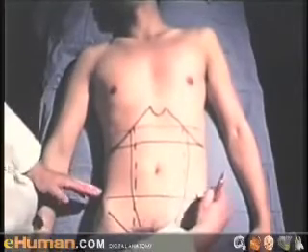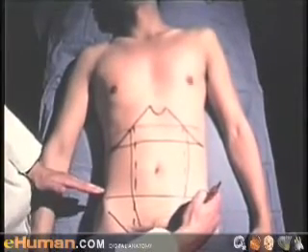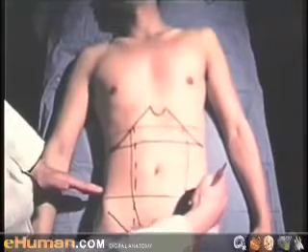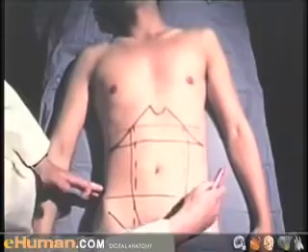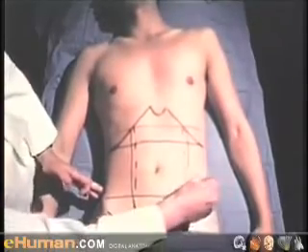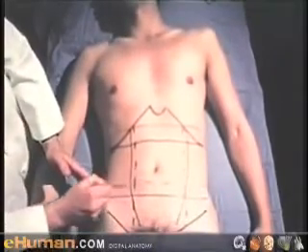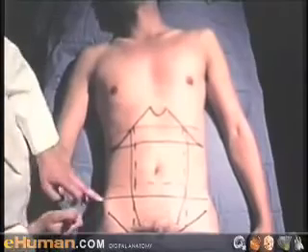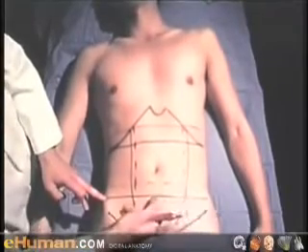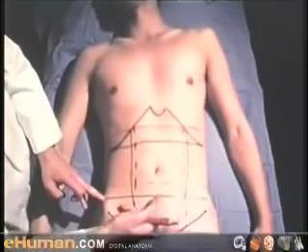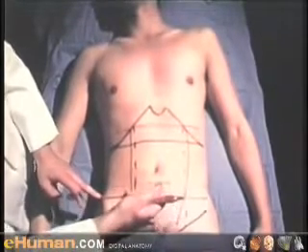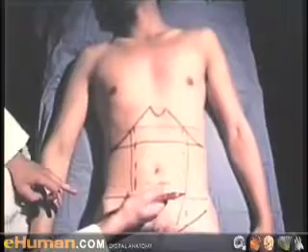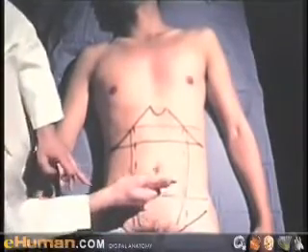Now down here we have another plane called the intercristal plane, and this runs between the highest points of the iliac crests. And we can indicate it here in this fashion, running across. And this lies, you notice, above the intertubercular plane. The intertubercular plane is opposite the body of the fifth lumbar vertebra, and the intercristal plane lies opposite the body of the fourth lumbar vertebra.